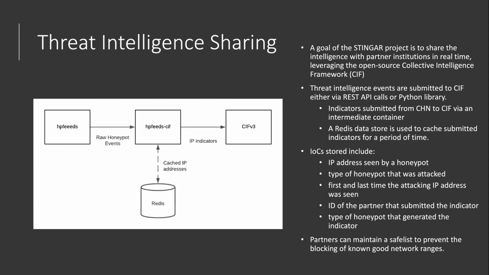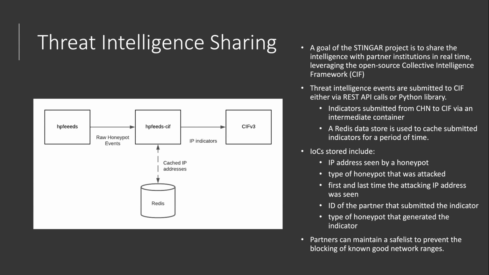So the core goal of Stinger is to share threat intelligence with other participating partners in real time. For this, the Stinger project uses the Collective Intelligence Framework. As events are captured by Stinger honeypots, these raw events are forwarded to a messaging queue called HP Feeds. An intermediate container responsible for normalizing and extracting these indicators reads the honeypot messages from HP Feeds and extracts those indicators. The indicators are then checked against a Redis caching database and forwarded to CIF.